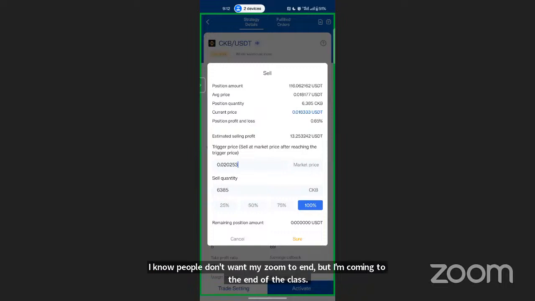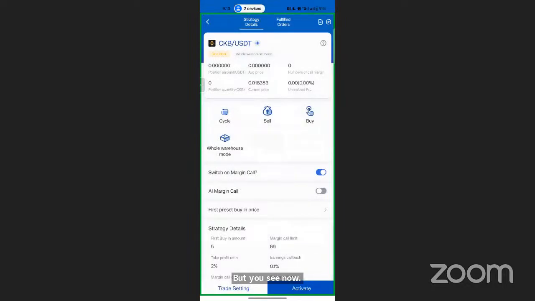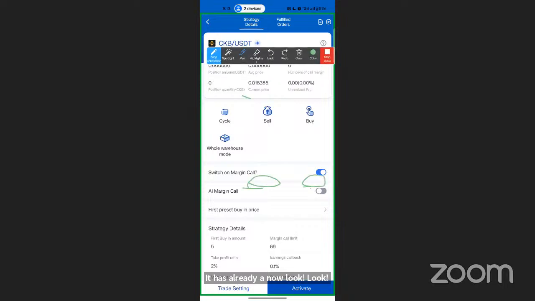But you see now, I can tap show. Hey, it has already sold me. Friends, it has already sold me. Hey, now look, friends. It has already hit my pivot point.